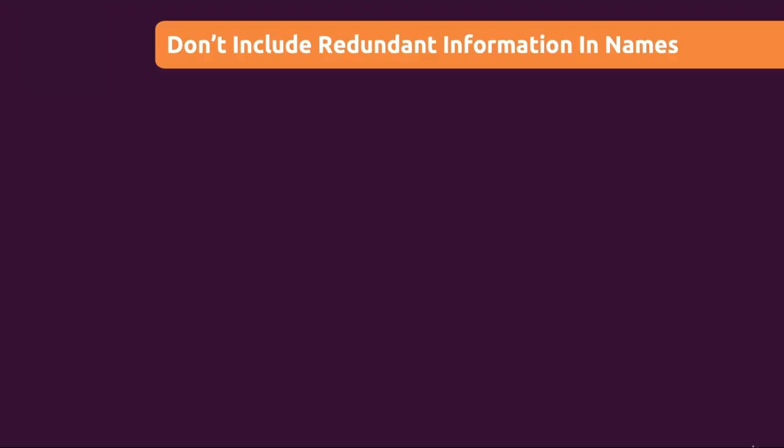By now, we had a look at a couple of rules that you should consider when you pick names for your variables, functions, or classes. There also are a couple of pitfalls you should be aware of, a couple of errors which are easy to make. Now here's one thing which I already mentioned, but it's really important. Don't include redundant information in names.